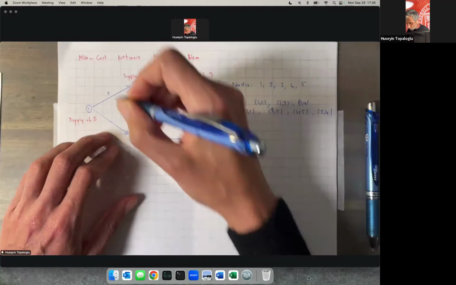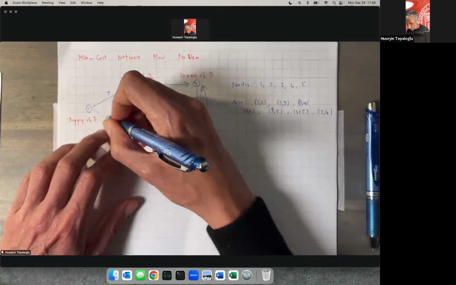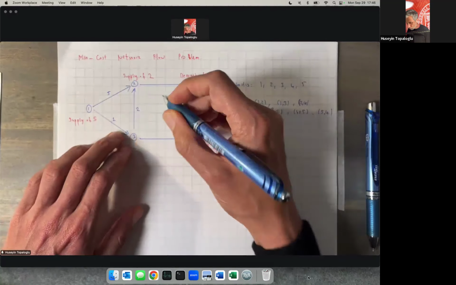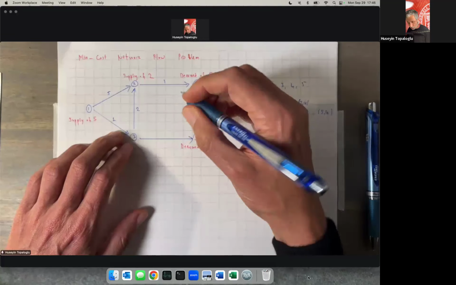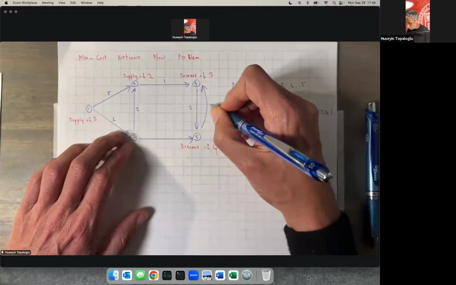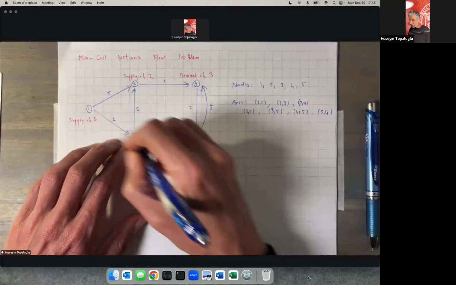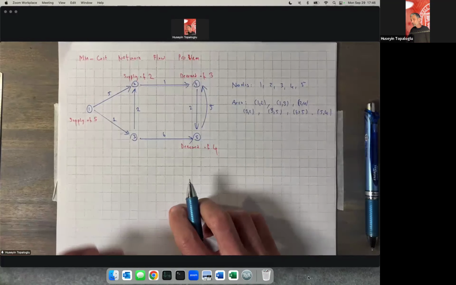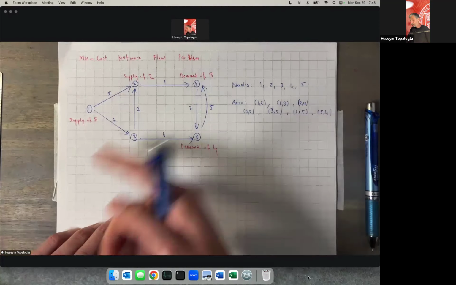So let's say shipment cost on arc 1, 2 is 5. Shipment cost on arc 1, 3 is 1. Shipment cost on arc 3, 2 is 2. I have a cost of 1 here, 2, 5, and 6. So these are the shipment costs on each arc. So these are the cost of shipping 1 unit of material, 1 ton of apples, on each one of these arcs.